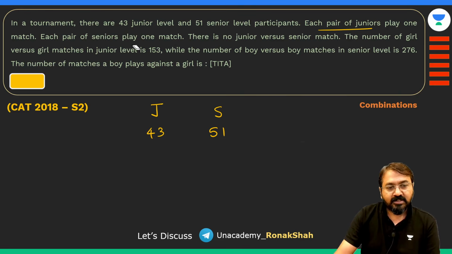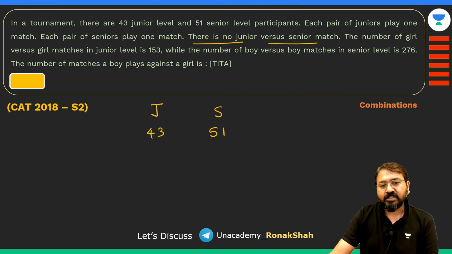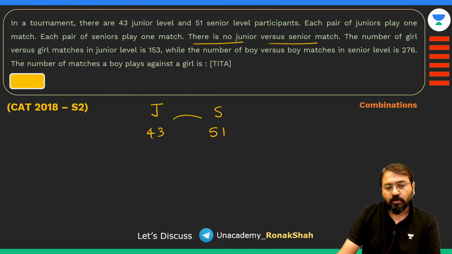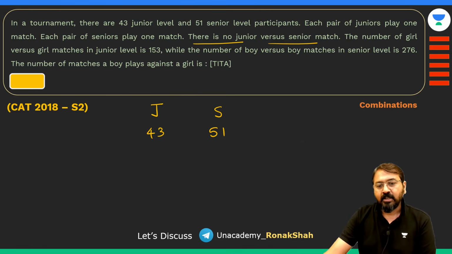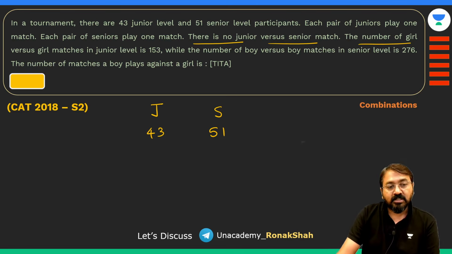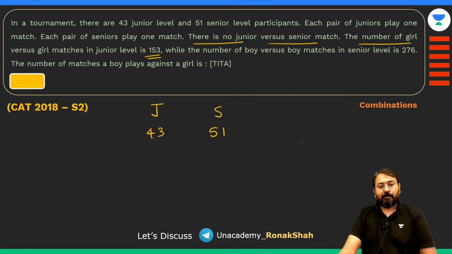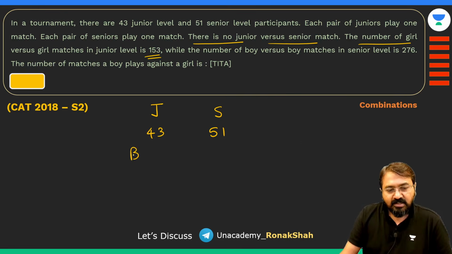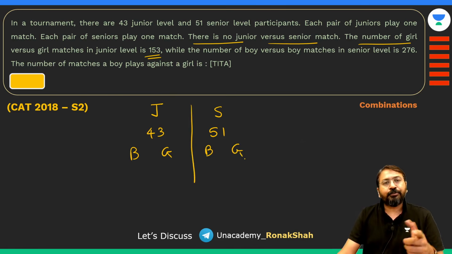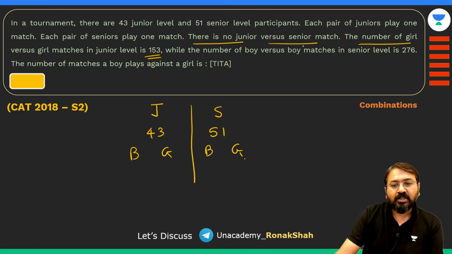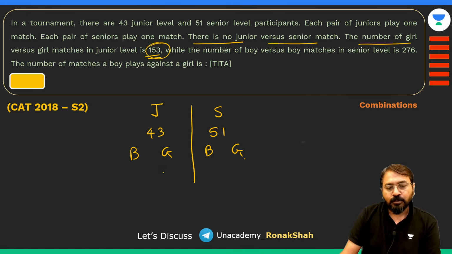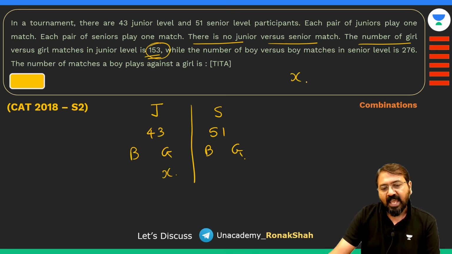Right, now further they are saying there is no junior versus senior match. Okay, so there is no match between junior and senior, right? The number of girls versus girls matches in junior level is 153. Okay, now guys, there are boys and there are girls. Similarly in senior also there must be boys and girls, and this is what we need to figure out in this question. So we are told the number of matches between girls is 153, right? Now suppose there are x girls. So what it says is xC2 is 153. So what is the value of x?